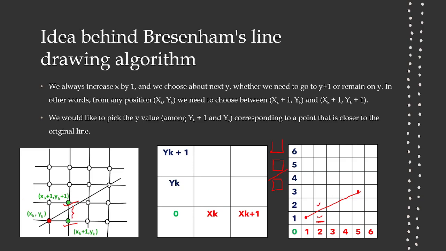This is the space between two pixels, the distance d, which represents the space. So we always increase x by 1 and we choose the next y, whether we need to go to y plus 1 or remain on y. In other words, from any position x of k, y of k, we need to choose between x of k plus 1, y of k and x of k plus 1, y of k plus 1.